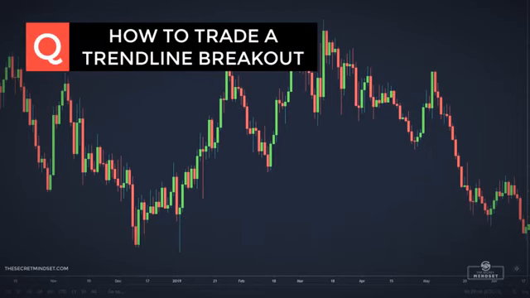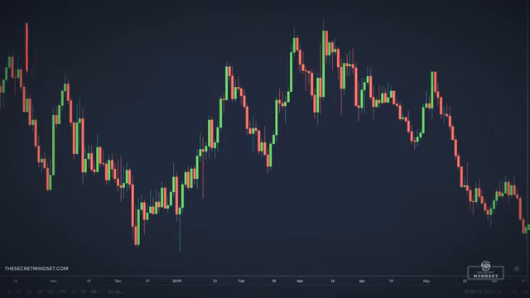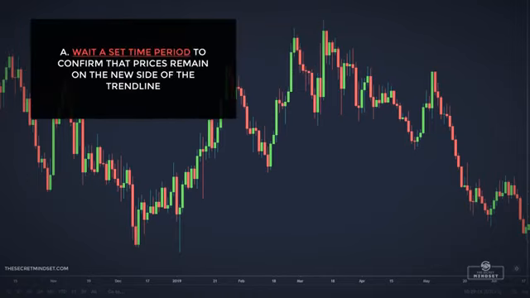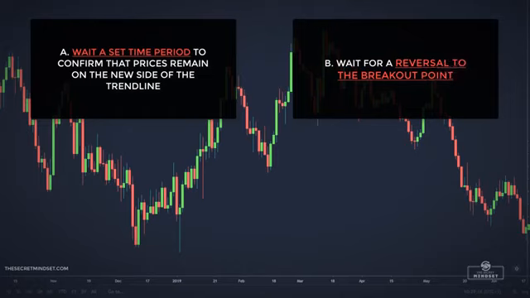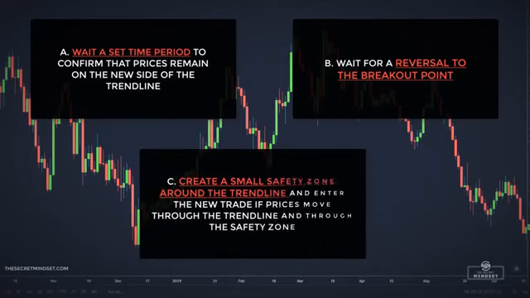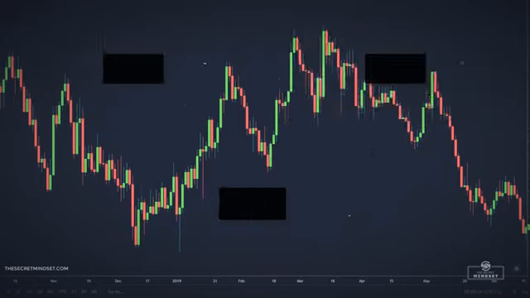To deal with this situation, you could do one of the following. Wait a set time period to confirm that prices remain on the new side of the trend line, or wait for a reversal after the penetration and then enter a trade in the new direction, or create a small safety zone, namely a band or a channel around the trend line, and enter the new trade if the prices move through the trend line and through the safety zone.